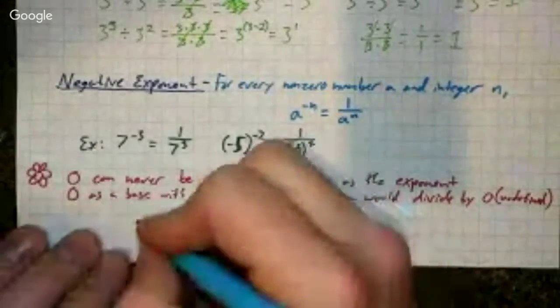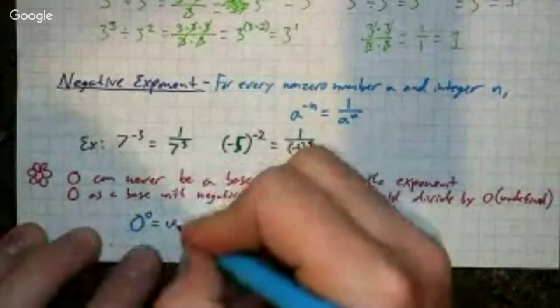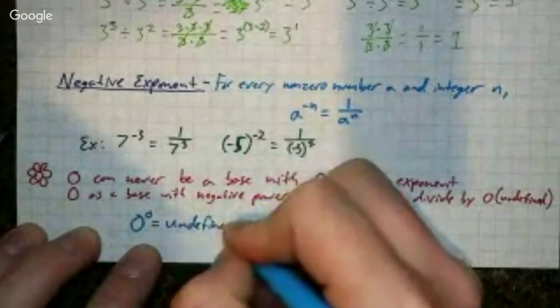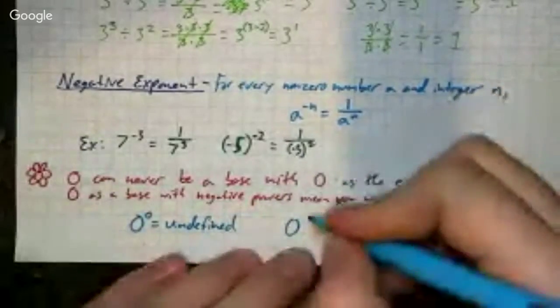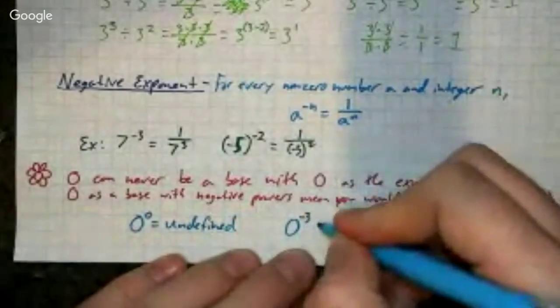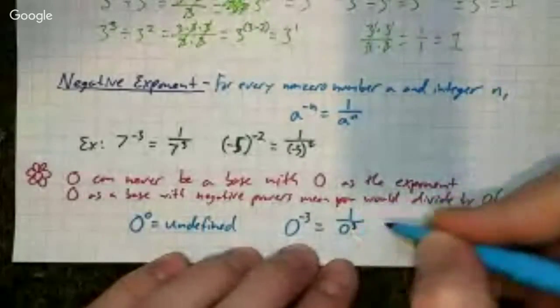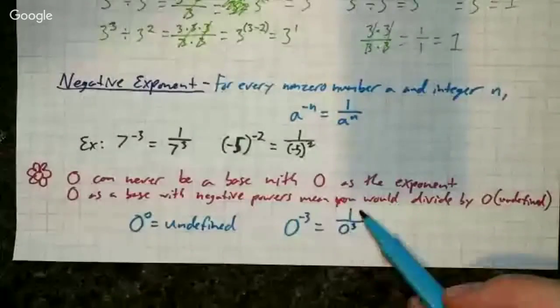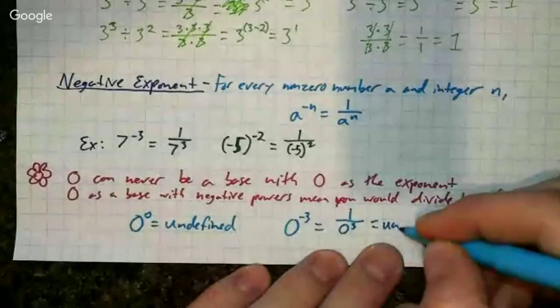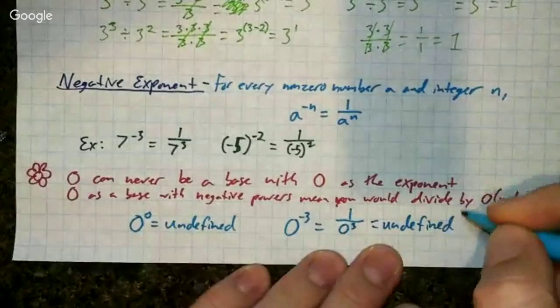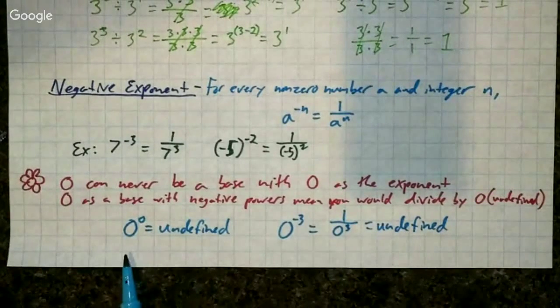If we have 0 to the power of 0, that equals undefined. If we have 0 and let's say to the power of negative 3, what that really means is 1 over 0 to the power of 3. And we know we can't do that, which would be undefined. You can't divide by 0. You can't have 0 as a base with 0 as a power. You can't have 0 as a base with a negative power. Those are undefined.